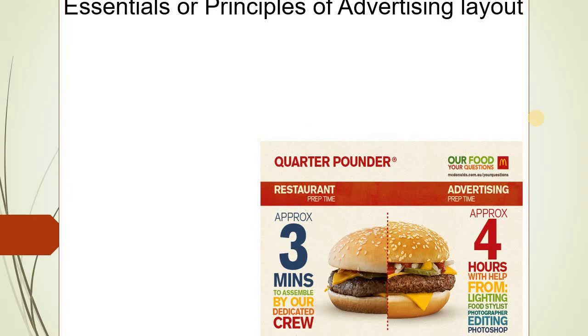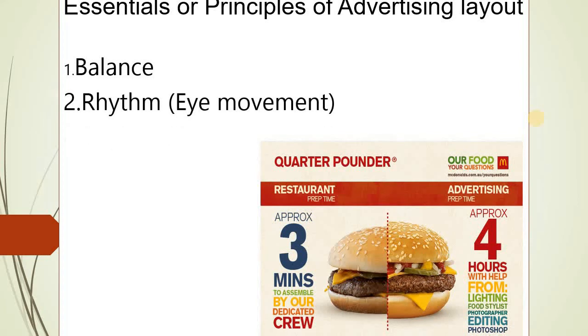Here are some essentials or principles of advertisement layout. It should be balanced. It should not have too many words, too many lines, but it cannot be only a few lines either. It should be balanced. Rhythm, in the sense, should go according to the eye movement. Your advertisement layout should be such that it captures attention immediately, so that as the message goes, you are able to read it.